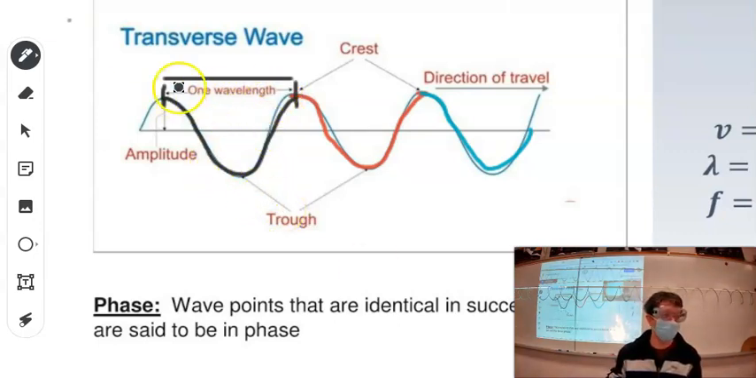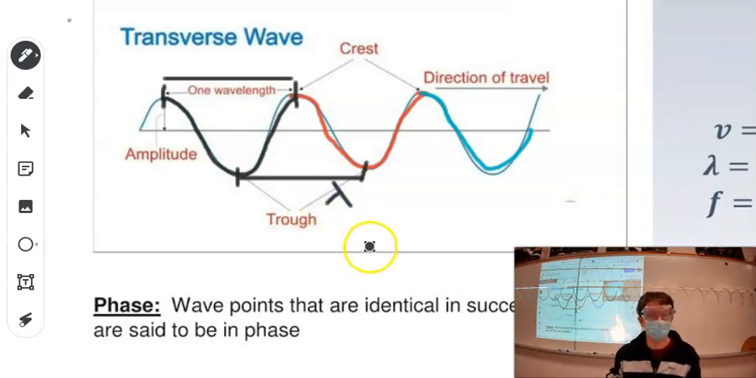Now wavelength you don't necessarily have to measure from crest to crest. You could measure from trough to trough. That length is also a wavelength. And the symbol for wavelength we write as the Greek symbol lambda, which looks like that. That means wavelength.